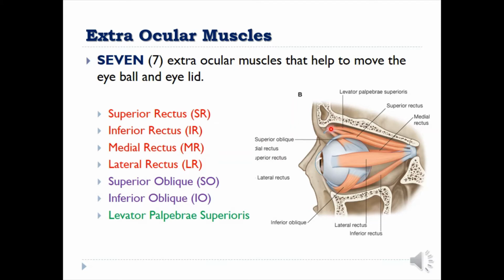You can see this muscle, the levator palpebrae superioris, gets attached to the upper eyelid. The levator palpebrae superioris helps the eyelid to open and close, say for example, to open the eyelid. That is its function. We'll go into all those things in detail. We'll see each of those muscles one by one now.